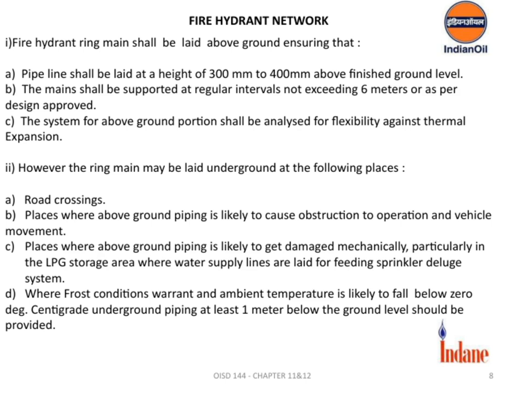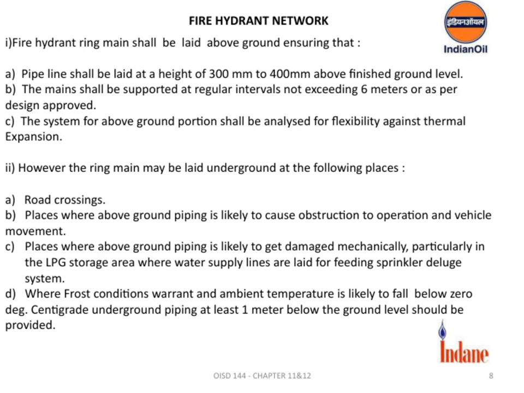However, there are specific situations where laying the ring main underground is permitted. These include locations like road crossings, where above-ground piping could obstruct traffic or construction activities. Also, in areas where above-ground piping might hinder operational activities or vehicle movement, underground installation is preferred. Another important consideration is protection from mechanical damage. For example, in LPG storage areas, where water supply lines feed sprinkler or deluge systems, underground piping can prevent accidental damage. Frost conditions also play a role.